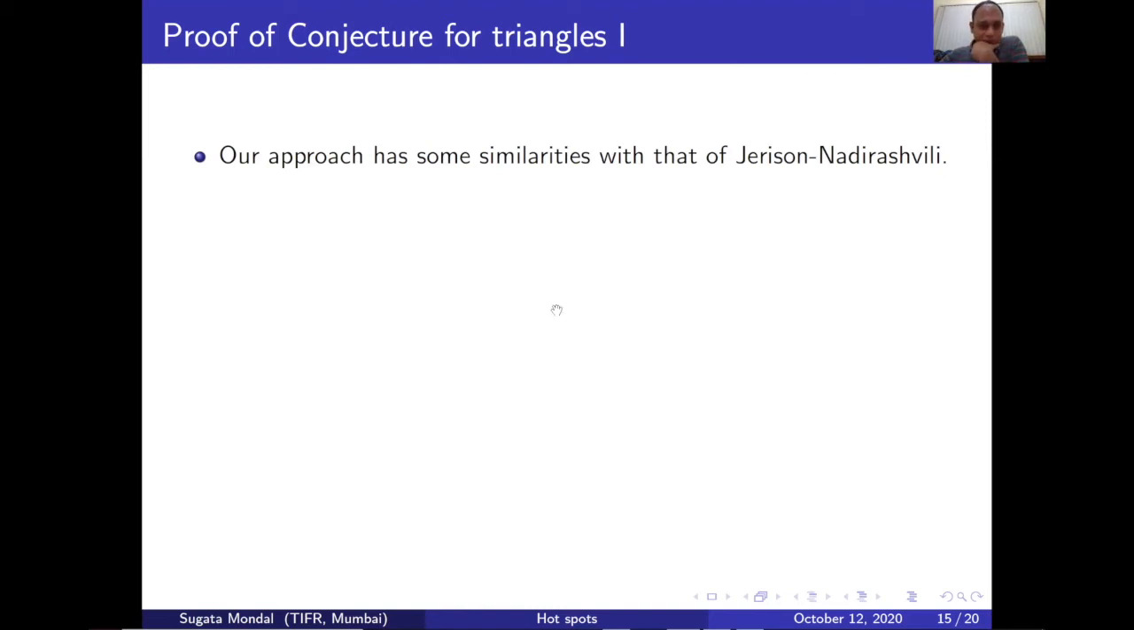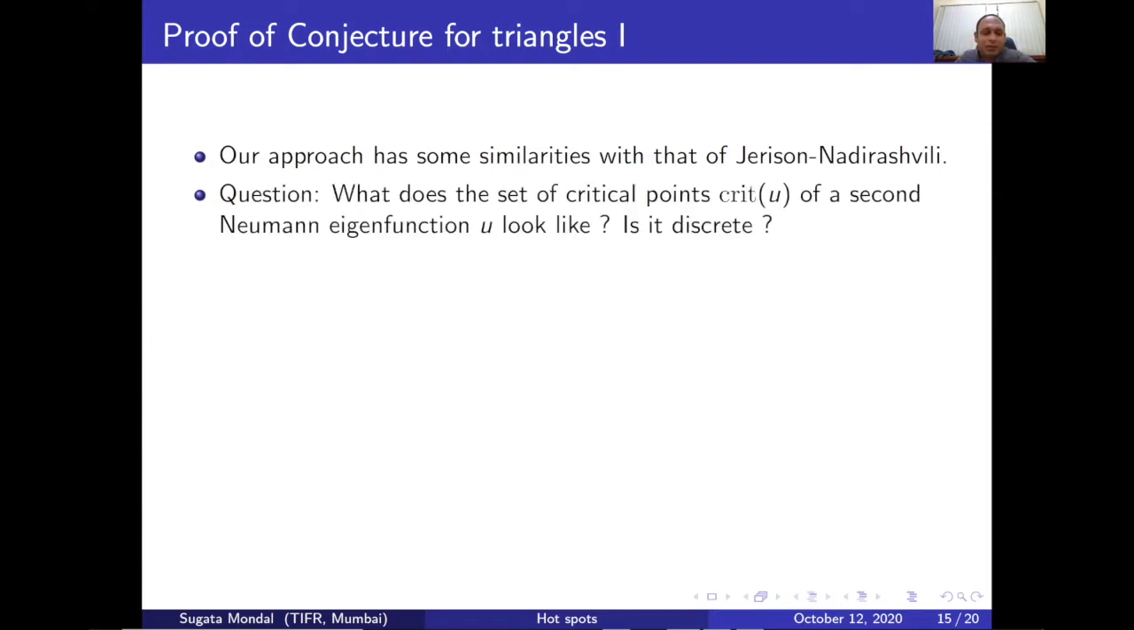So now let me give you a sketch of our proof of the conjecture for triangles. Our proof has one similarity with Jerison and Nadirashvili, namely that we also try to understand how things vary when the underlying domain varies. But at the beginning, we ask a question that is a little different from what they did. We ask, what does the critical set of a second Neumann function look like? Does it have to be discrete?